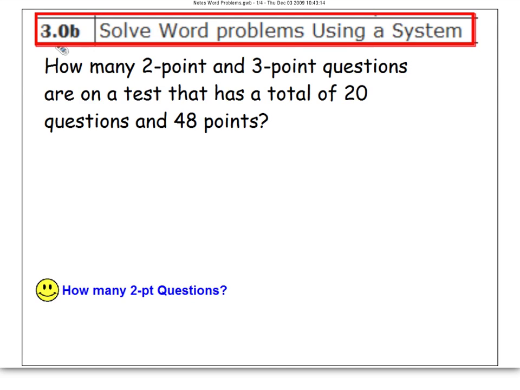Learning Objective 3.0b is just solving word problems using a system. So the trick here is you're going to have to set up the system. We've practiced how to solve that, so that's just review. So let's practice setting it up.